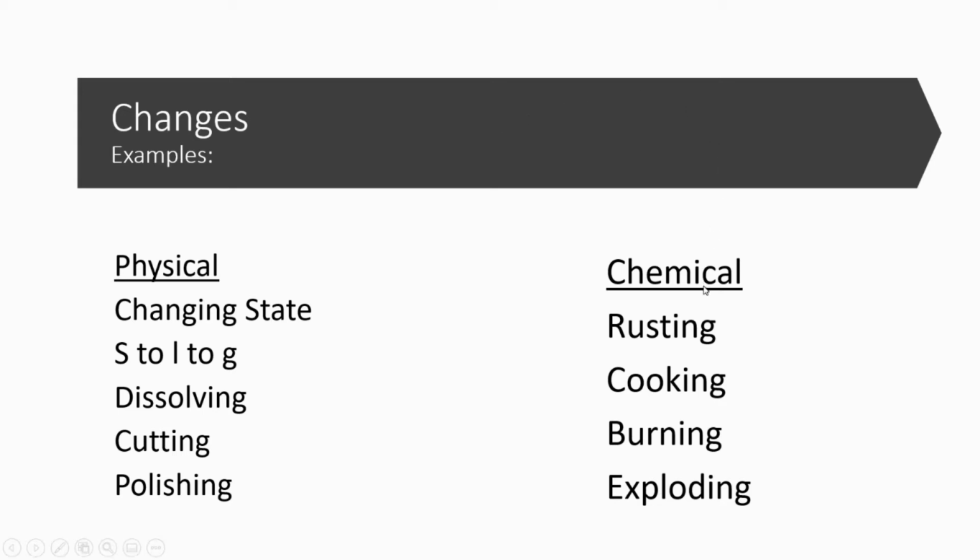A chemical change, rusting. If I take metal and it rusts, it's very porous and flaky. It is no longer that same metal. So iron turns into iron oxide when it's rusting. Cooking. Is it the same when you put it in? Now, I don't want you guys to get too caught up on this. Just remember, cooking is always a chemical change, right?